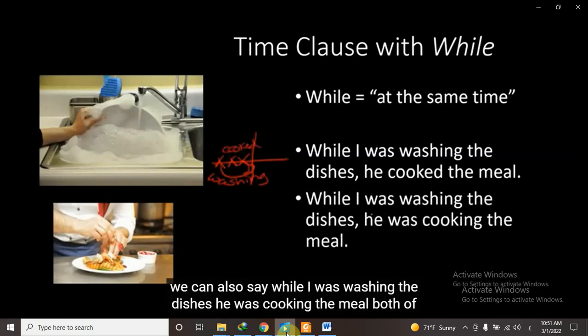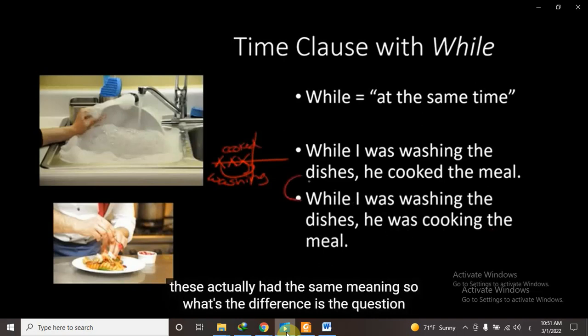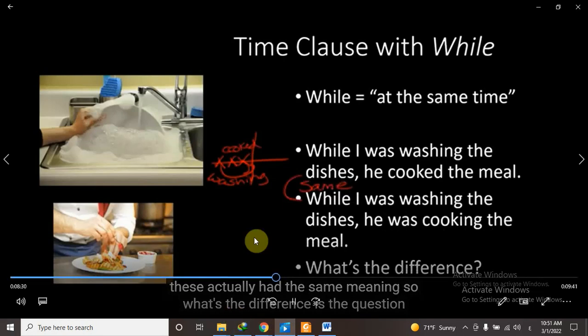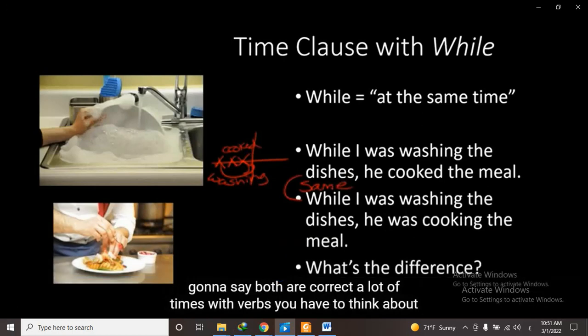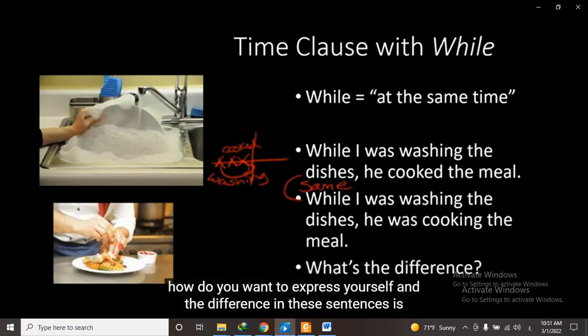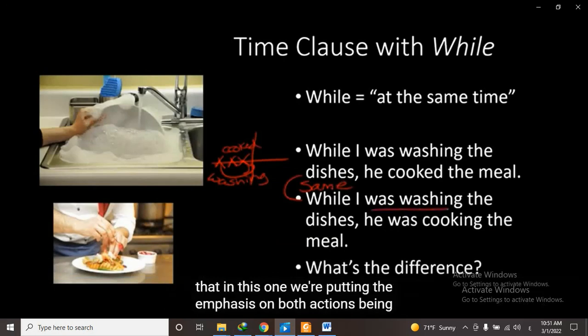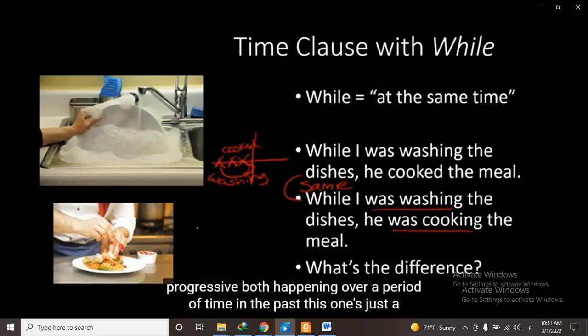We can also say, while I was washing the dishes, he was cooking the meal. Both of these actually have the same meaning. So what's the difference is the question that my students will often ask me. Well, which one's correct, teacher? I'm going to say both are correct. A lot of times with verbs, you have to think about how you want to express yourself. And the difference in these sentences is that in this one, we're putting the emphasis on both actions being progressive.